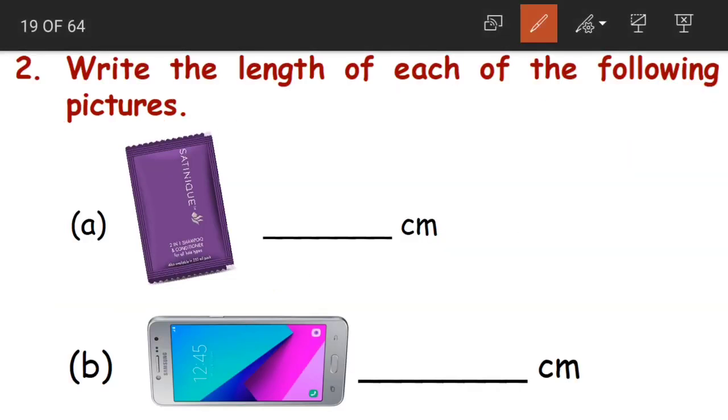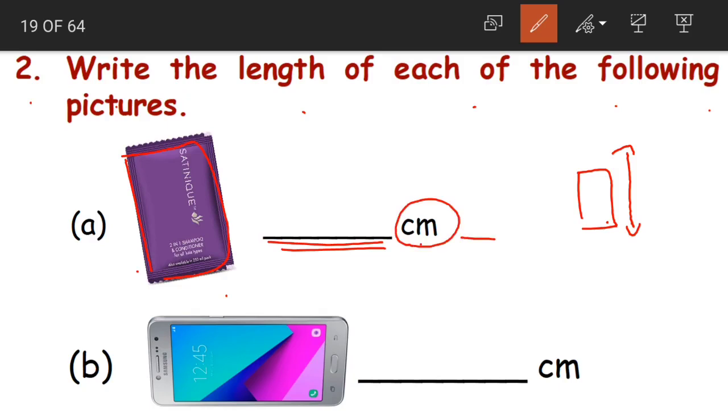Now coming to question 2. Write the length of the following pictures. This first one is a shampoo packet, children. A small shampoo packet. You might have these at your home, 1 rupee, 2 rupee packets, right? You have to measure the length of this packet and write it here.